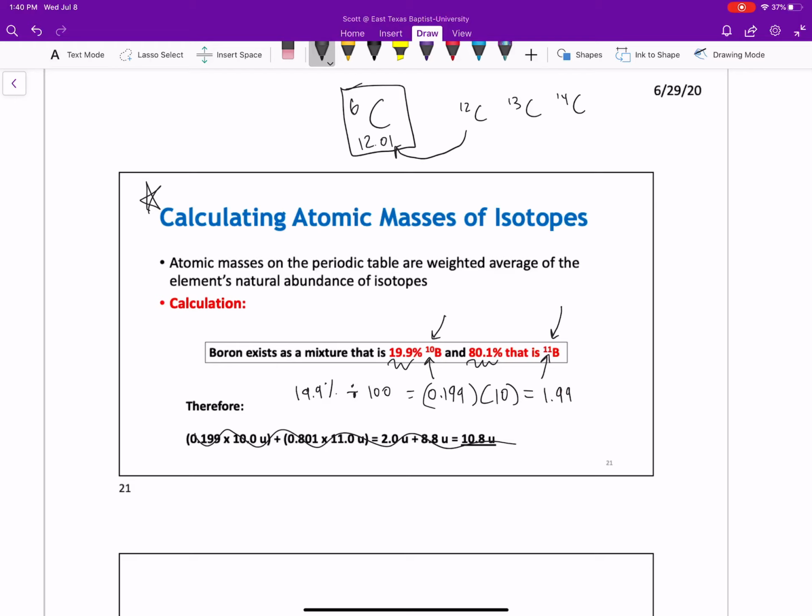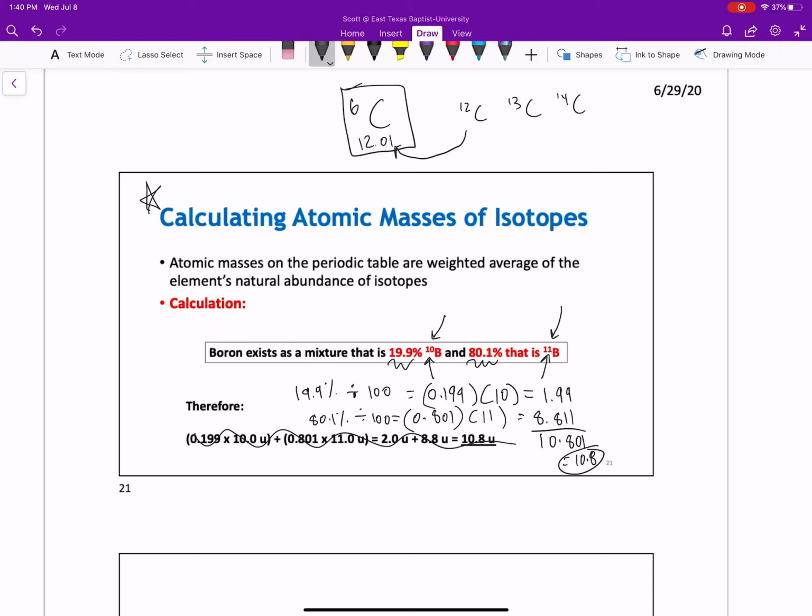Next, we're going to do the exact same thing for the other isotope of boron, which is 80.1%. We're going to divide that by 100, which should get you 0.801. And now we're going to multiply that times 11. 0.801 times 11 will give you 8.811. And all you do now is add those two numbers together. You should get 10.801, which equals 10.8. And so that's where those numbers come from.